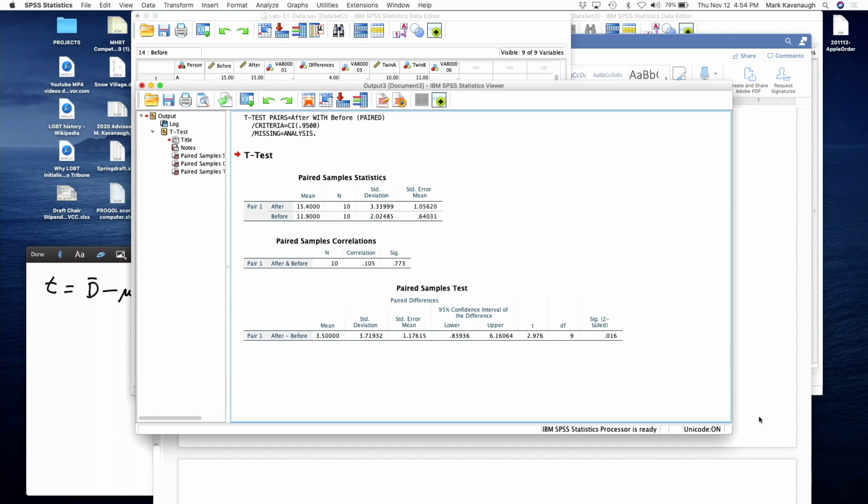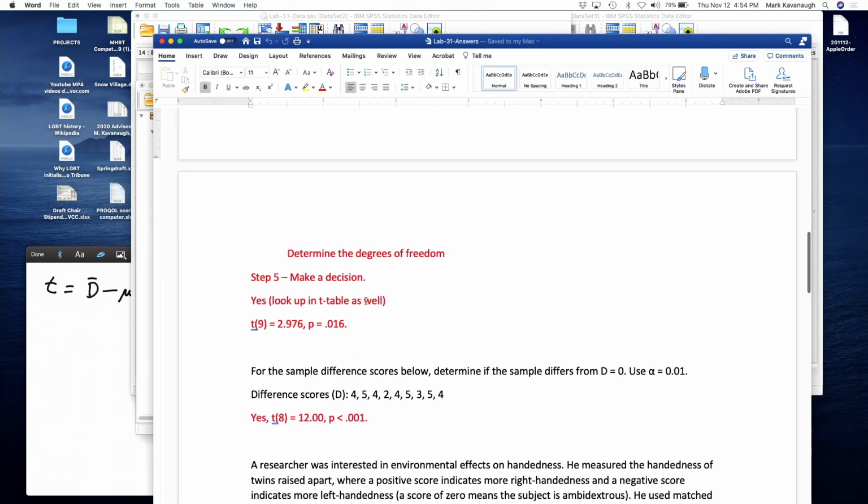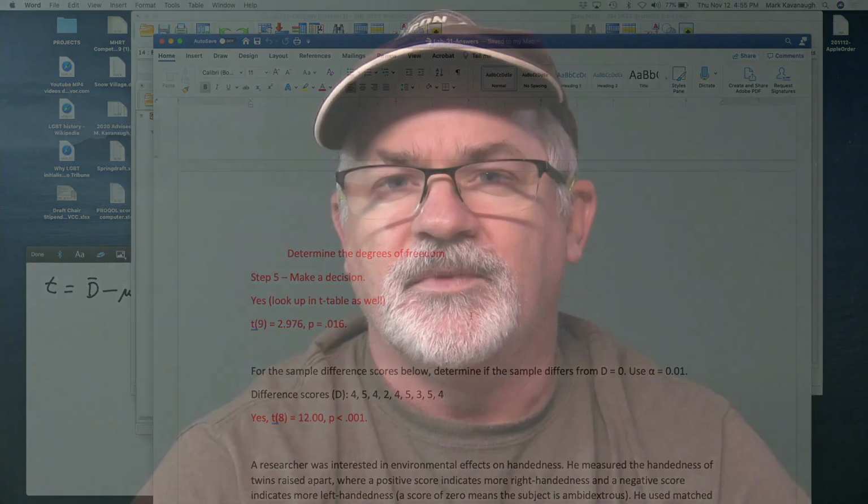this is significant, and right there you can see the t. This is how it gets reported. T with the degrees of freedom of 9 is 2.976. The probability that that occurred by chance is really low, 0.016 or 1.6%. Plenty of cool stuff there. Plenty of good data. Okay, so that's the answer to the first question.